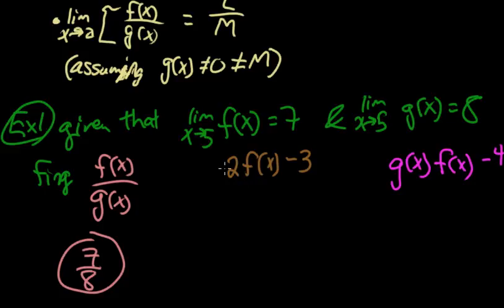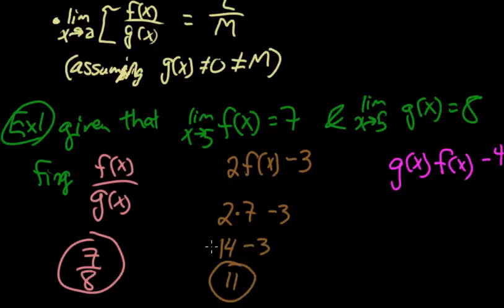For the next one, we have 2, which is a constant. The order of operations stays the same. F of x equals 7. So 2 times 7, and then we're subtracting 3, which is the same thing as 14 minus 3, which is 11. And then the final thing we want to find is g of x times f of x minus 4. Well, g of x is 8, f of x is 7, and we're subtracting 4 in the order of operations, which is 56 minus 4, which is 52.